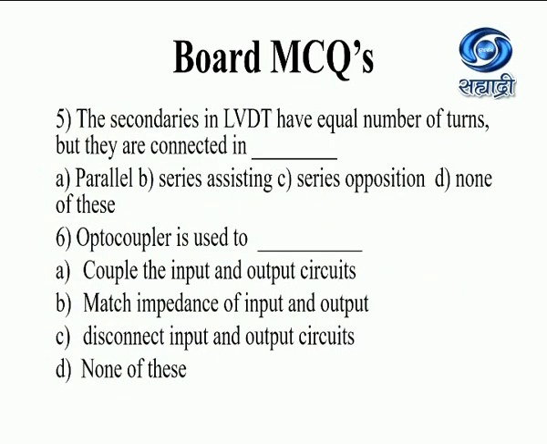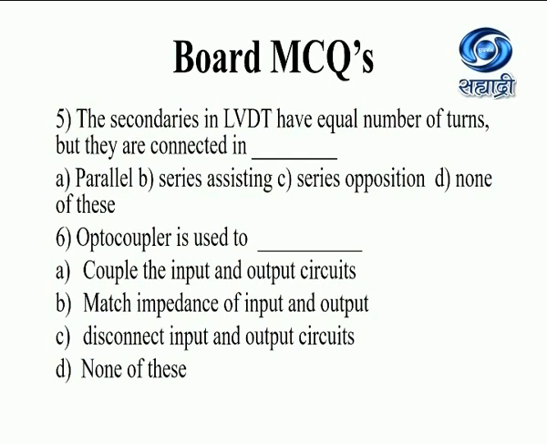Next, the fifth one: the secondaries in LVDT have equal number of turns but they are connected in dash. Options are parallel, series assistance, series opposition, and none of these. So the answer of this MCQ is that the secondaries in LVDT have equal number of turns, but they are connected in C option, that is series opposition.